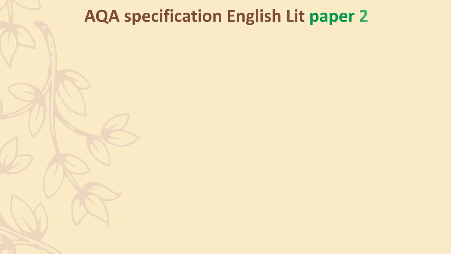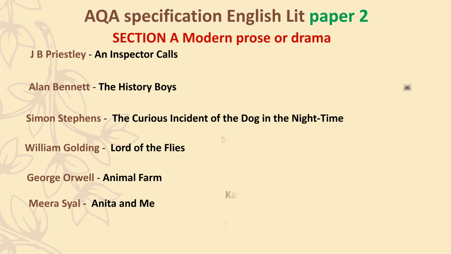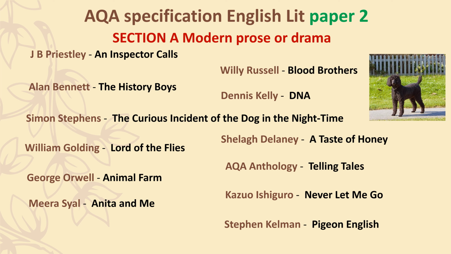So the AQA specification here on paper 2, section A, modern prose or drama. You select one of the texts that you've studied in school and answer question A for 34 marks.